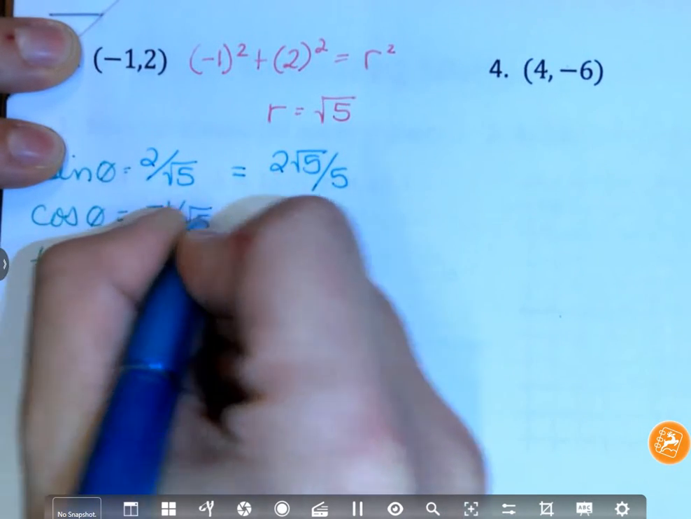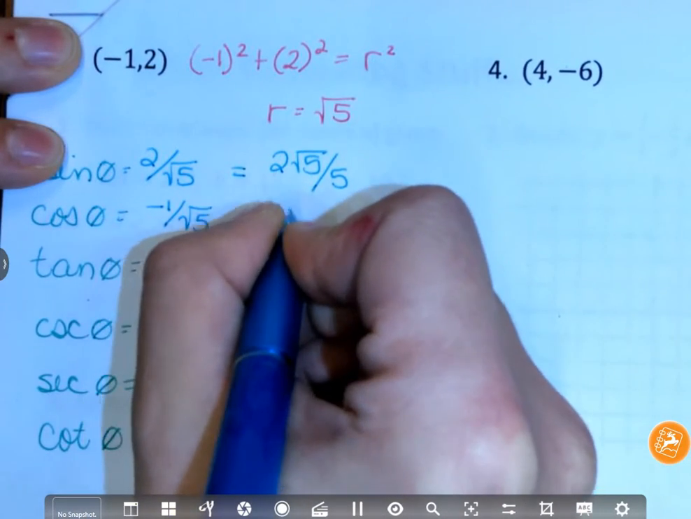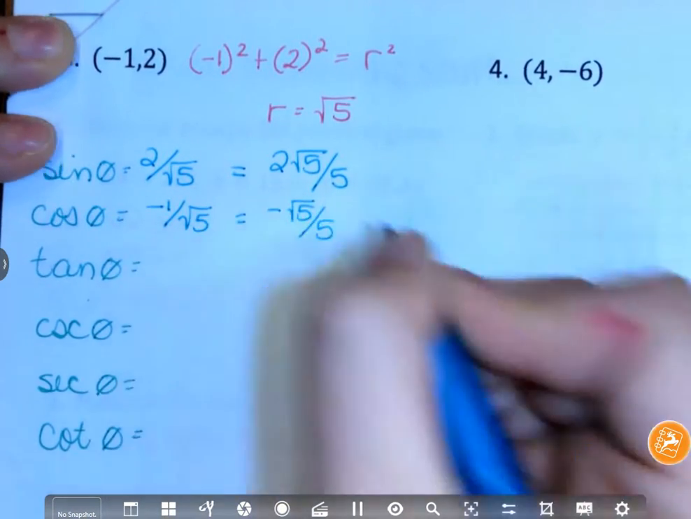Look at you guys. You're skipping straight to the answer. Negative root 5 over 5.